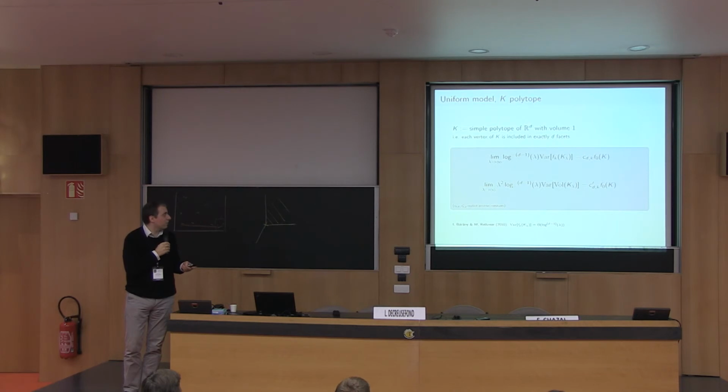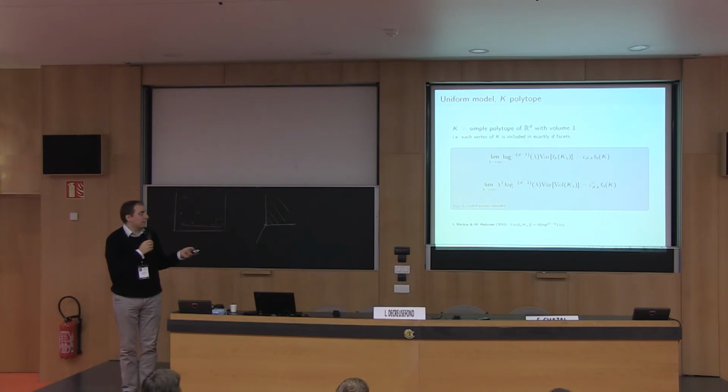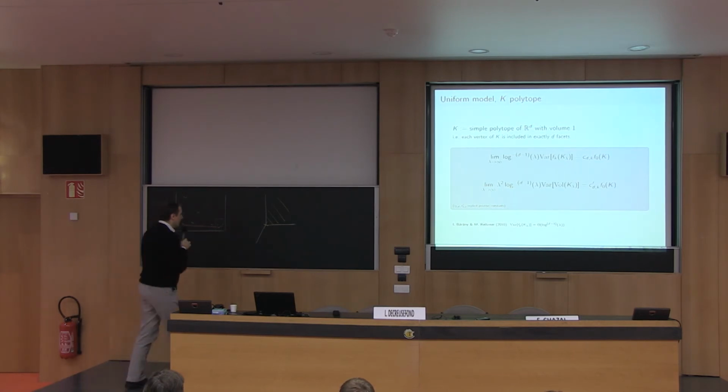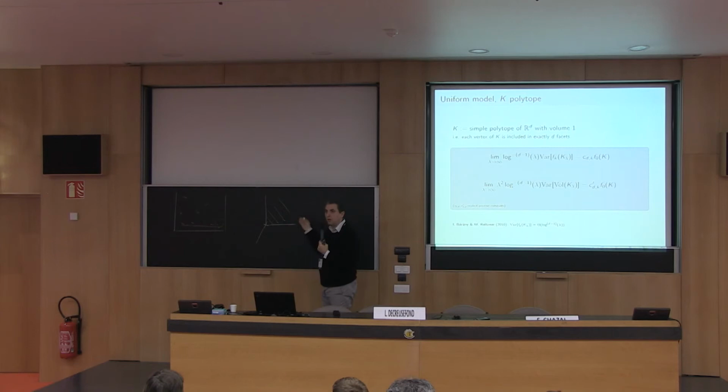still in the uniform model, we can show that we have a limiting variance. The only problem is that we cannot show it for just any polytope. We have to deal with a simple polytope. And what is a simple polytope? It is a polytope such that each of the vertices is, up to an affine transformation, like this. It means that it is included in exactly d facets, that is d minus 1 dimensional faces of the mother body.